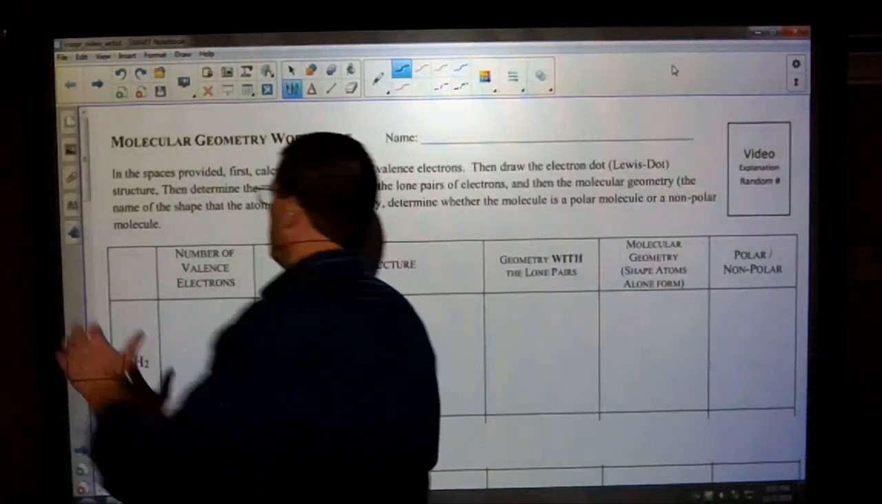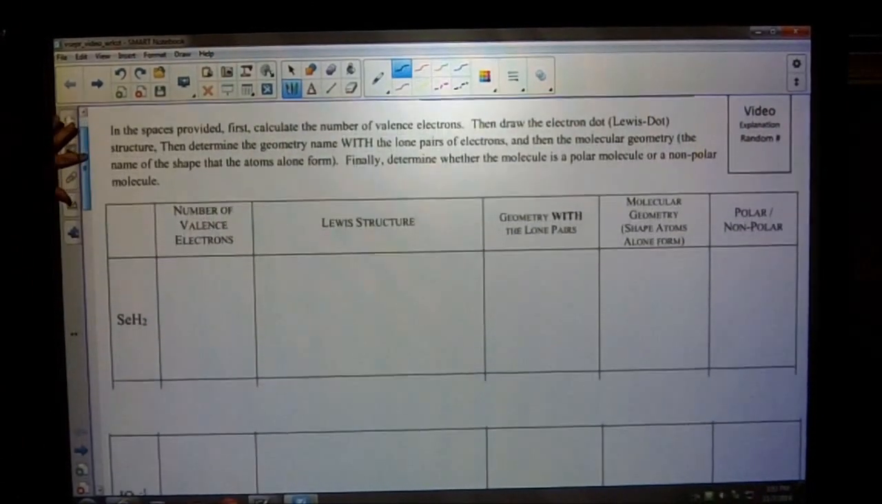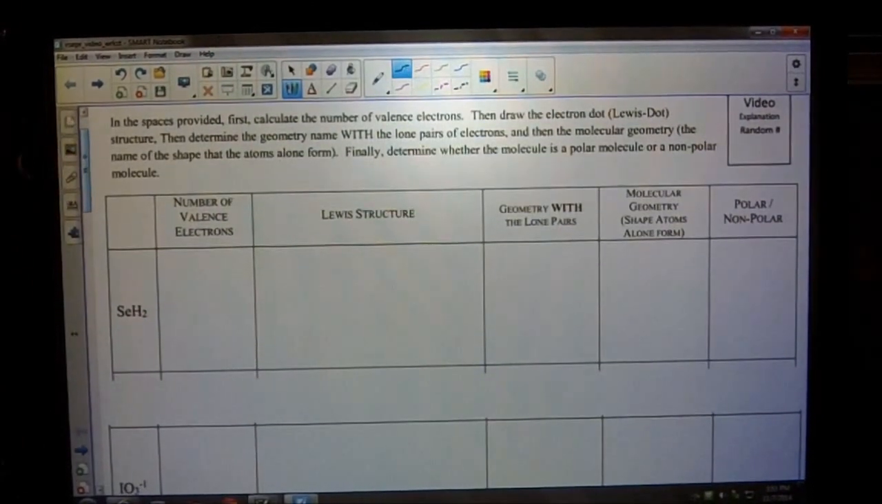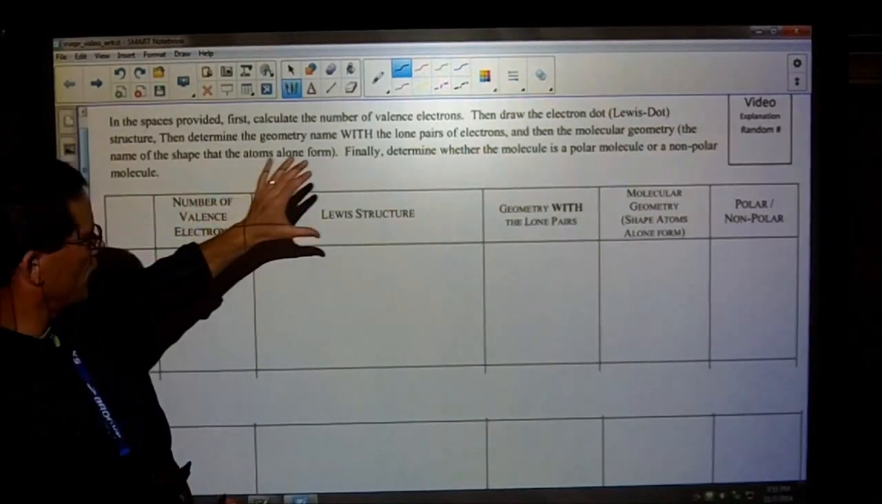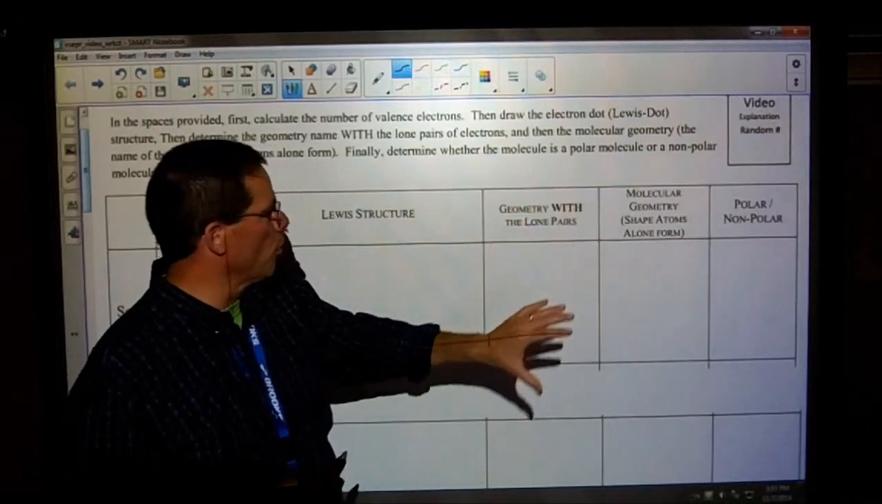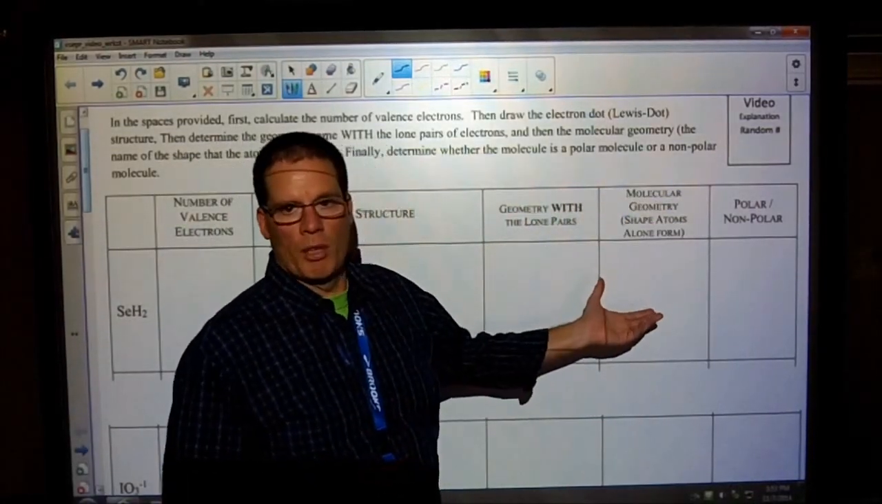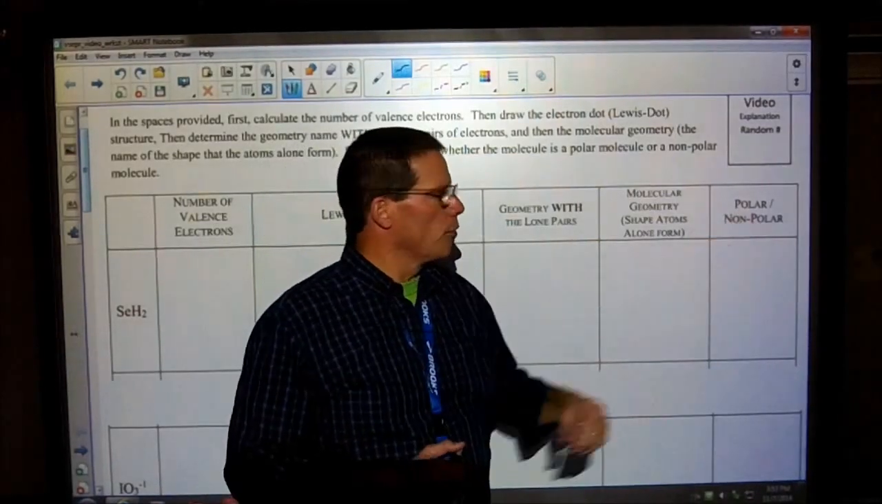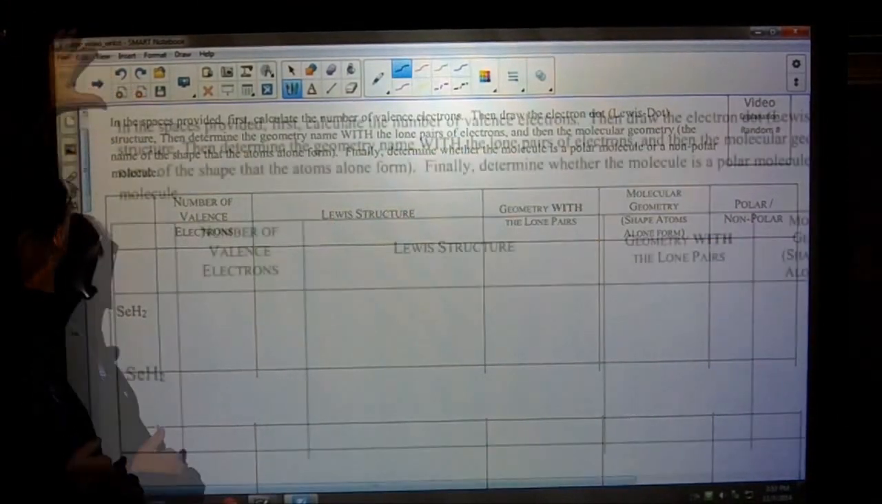All right, let's go ahead and get started here. I may blow this up just a little bit so it's easier to see. So I have the columns, which are number of valence electrons, the Lewis structure, the geometry with the lone pairs, and the molecular geometry, the shape that the atoms alone form, and then whether it's polar or nonpolar.